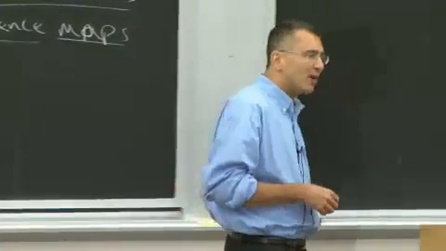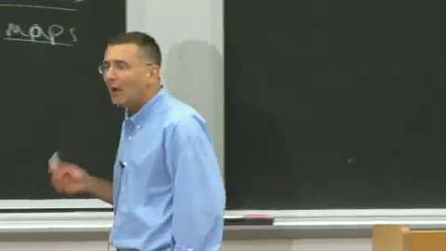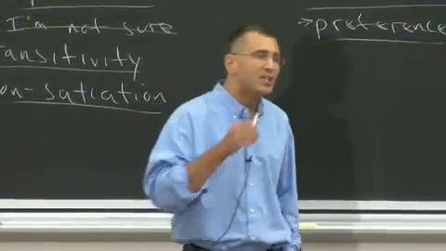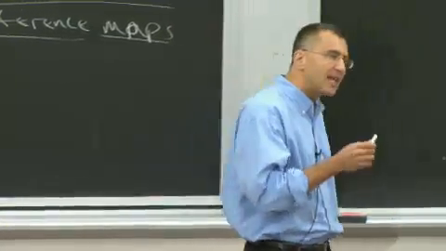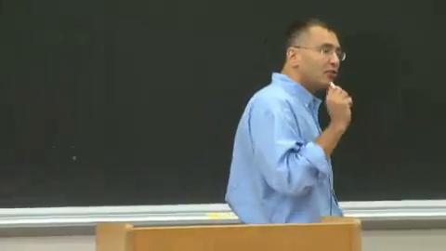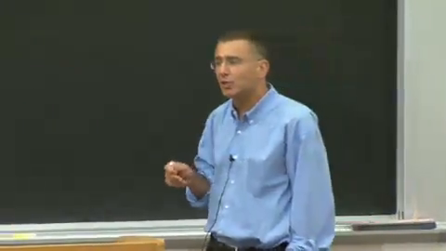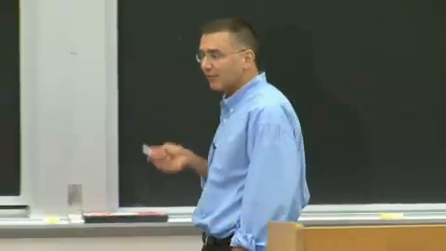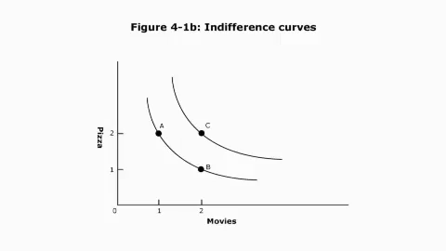These are maps of your preferences. An indifference curve is the curve showing all combinations of consumption along which an individual is indifferent. I'll say that again, very important concept. An indifference curve is a curve showing all combinations of consumption along which an individual is indifferent. So I said you were indifferent between A and B, so you have an indifference curve that runs between A and B. I'm assuming that all combinations along this curve you're indifferent. So you're equally happy getting two pizzas and one movie or one pizza and two movies.